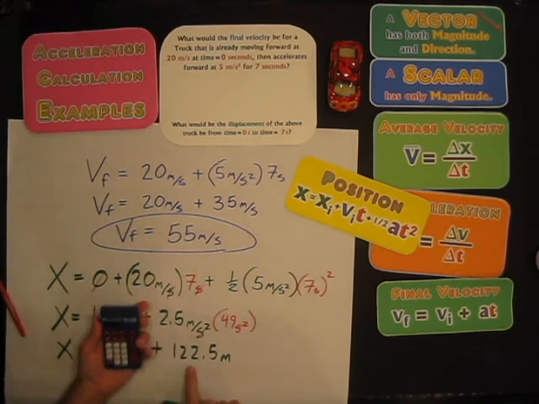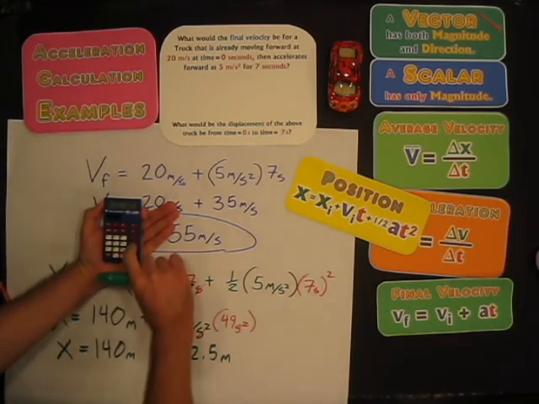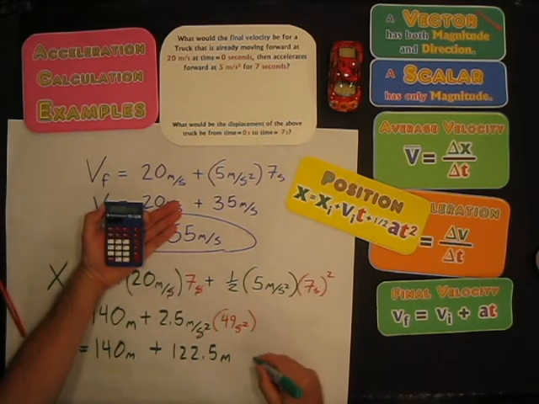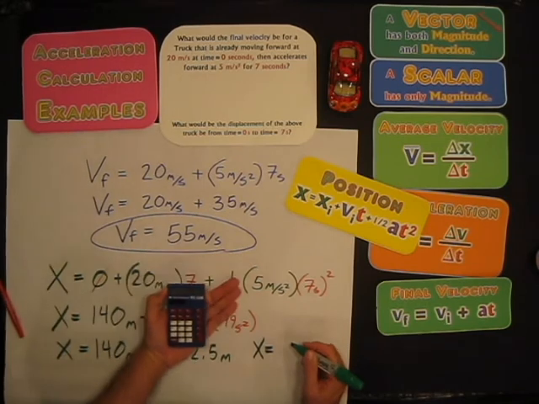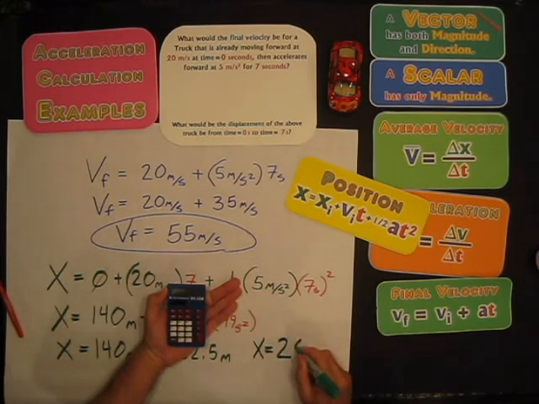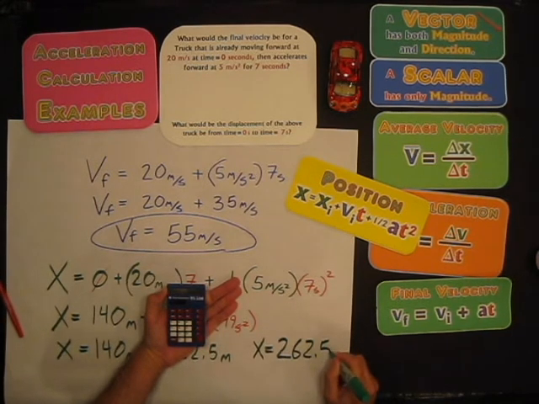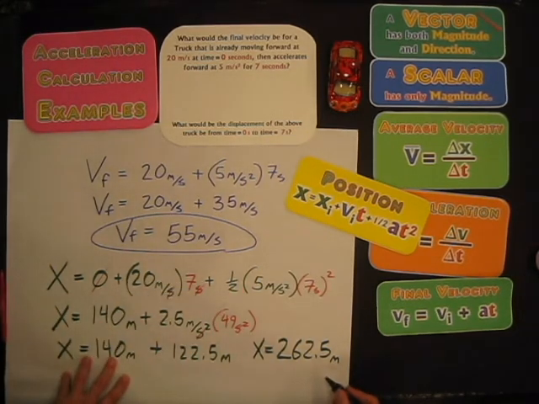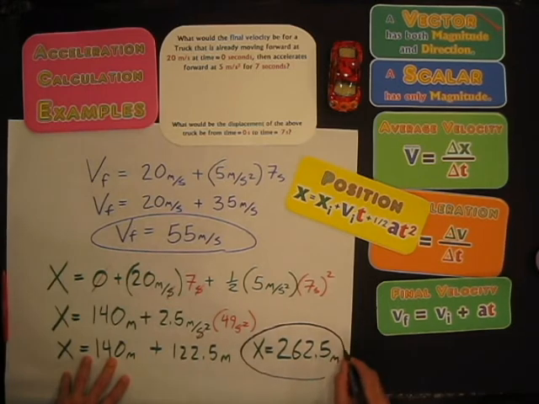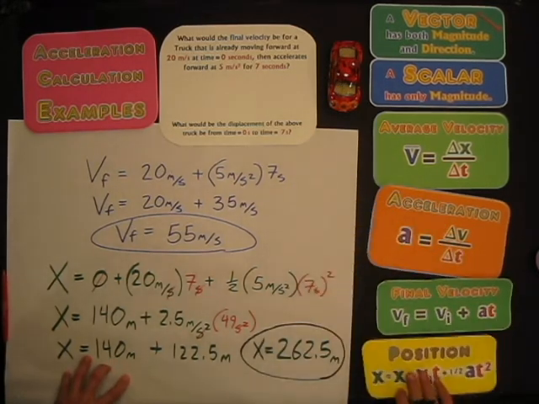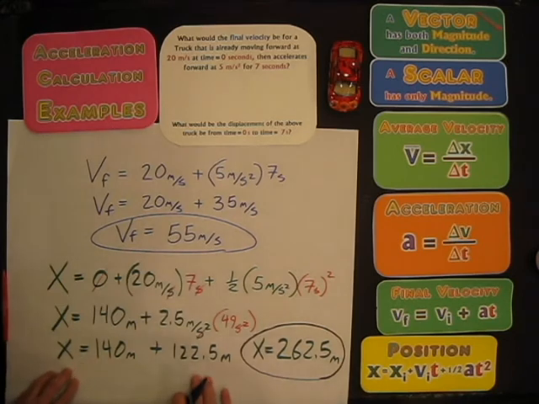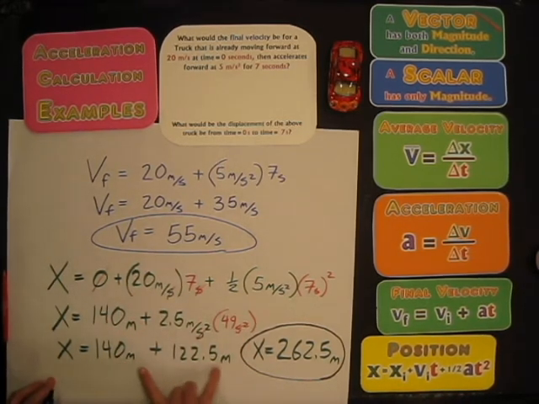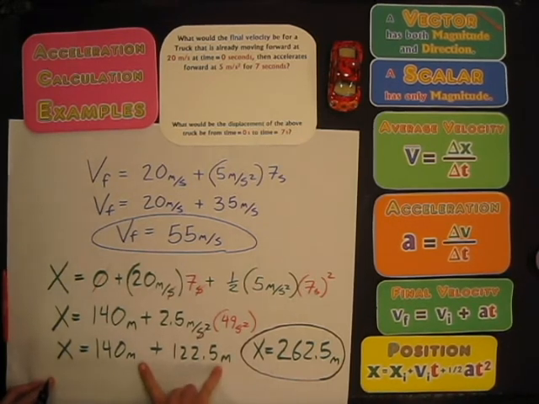Well, I've already got the 122.5 on here, so I'm going to hit plus 140 equals, so then I'll write it over here, x equals 262.5 meters. Okay? And we want to circle that answer, put a square around it so it doesn't get confused with all the other stuff all over the place here. And I guess I could have done that a little more neatly. But the point is that everything had better turn into meters.